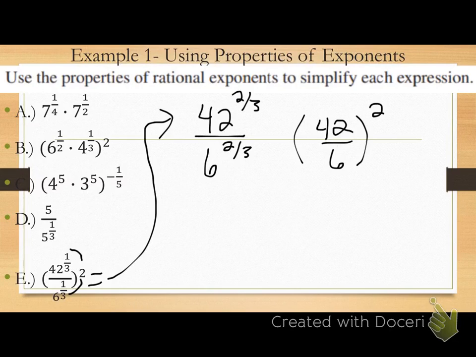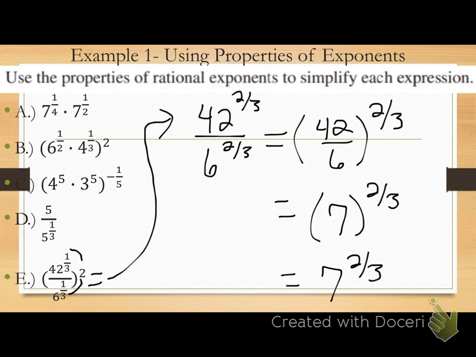Wow. Good job, guys. I like that. Why does that help me in this case? I can simplify it. What's 42 divided by 6? 7. So I just get 7 to the 2/3. Any questions there? Does that make sense why we did that? And does that make sense why this is not in simplest form right here?